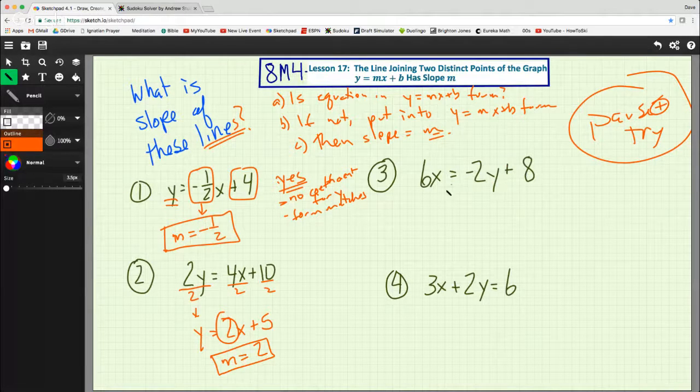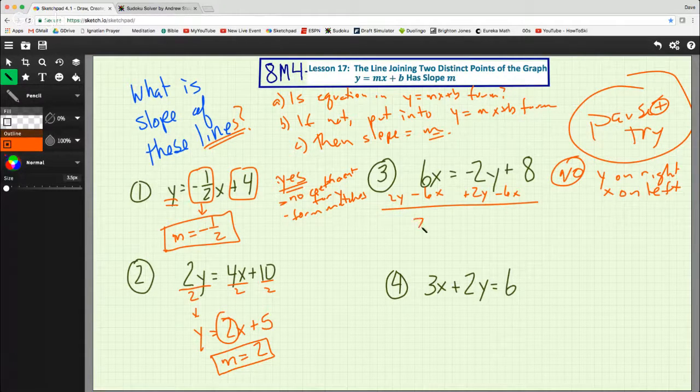Number 3, is this in y equals mx plus b form? No, because we have our y on the right and our x on the left. So we have to do some manipulation. We've got to get the y over here and the x over here. We subtract 6x from both sides, and we add 2y to both sides. Now we get 2y equals -6x plus 8, because the 6x cancels and the -2y and +2y cancel. Still not in y equals mx plus b form, because we have to get rid of the coefficient on y. We get y equals -3x plus 4. So our m is -3.